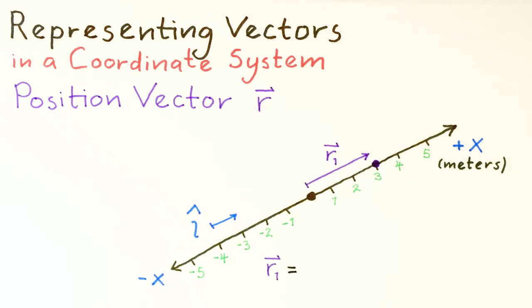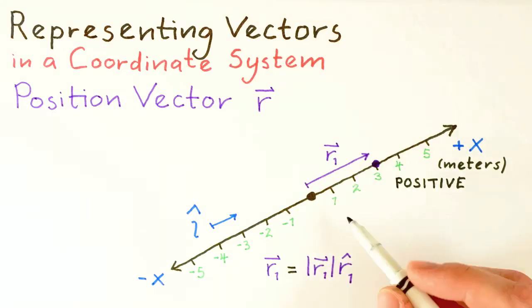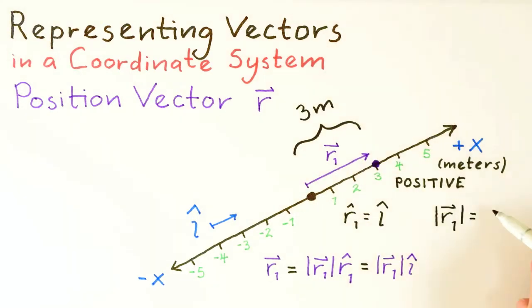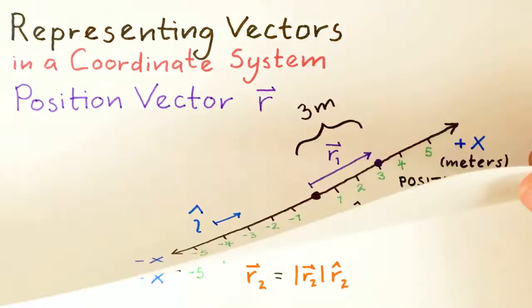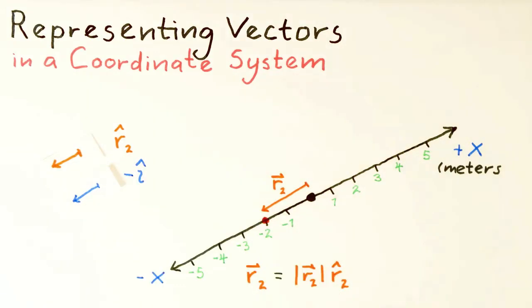Recall, we can always write a vector as a product of its magnitude and its direction. If the position vector points in the positive direction, the direction of the position vector is given by the axis unit vector. The magnitude is, as usual, the size of the quantity in the appropriate units. If the position vector points along the negative direction, then we can use a flipped version of the axis unit vector to represent the direction.